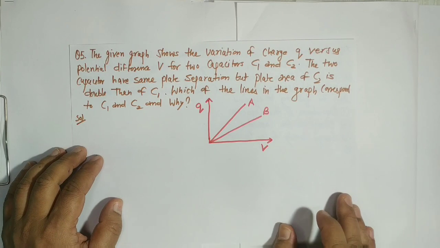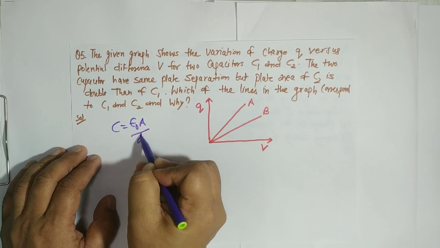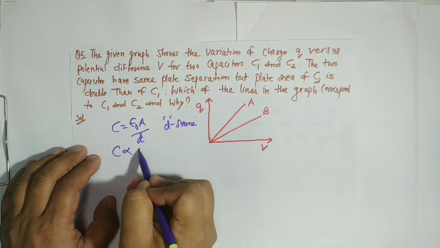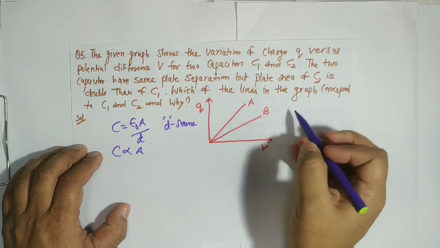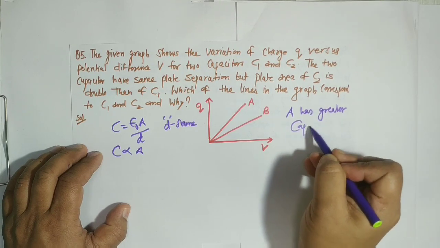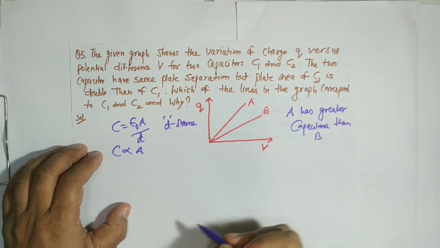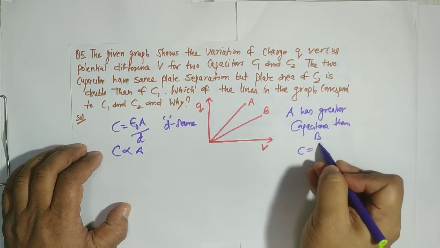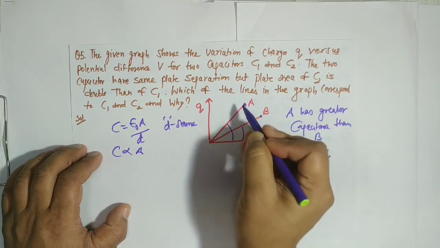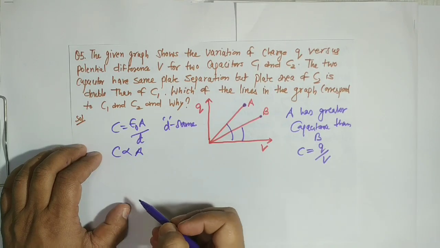Now the plate areas are the same. So all we know, C is epsilon naught A by D. D is the same. Okay. So what we can say is C is directly proportional to A. If you see the figure, A has greater capacitance than B. Can you see it? Yes or no? What is capacitance? You know, Q by V. So you see the slope of this graph is greater than this graph. So A has greater capacitance.